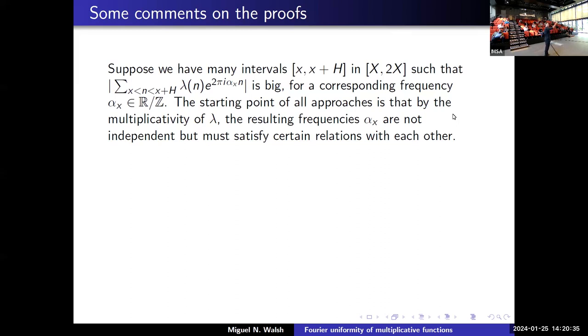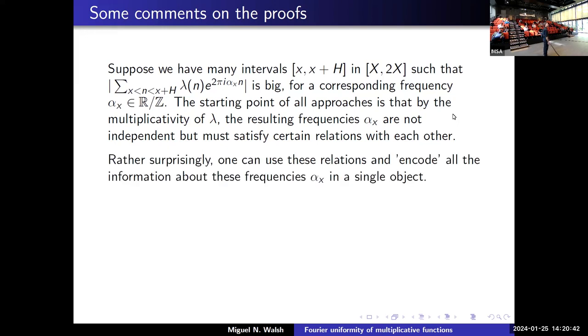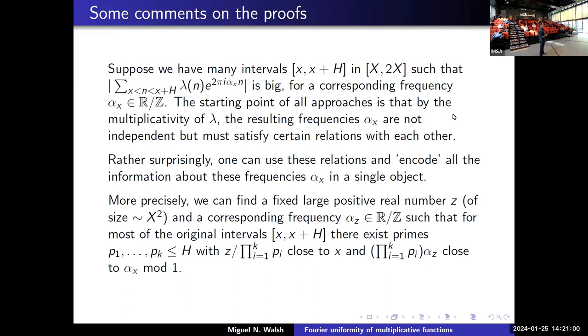So you get these frequencies in each interval where the Liouville function correlates with an exponential, and they are related to each other. This is the starting point of all approaches. Somewhat surprisingly, all this information and all these frequencies can be encoded in a single object. More precisely, we can find a fixed large positive real number ξ of size about x squared, since we are studying the Liouville function, or any multiplicative function, in the interval x to 2x. This corresponds to a frequency alpha ξ, and in those two elements, ξ and alpha ξ, you can encapsulate all the information that you care about.